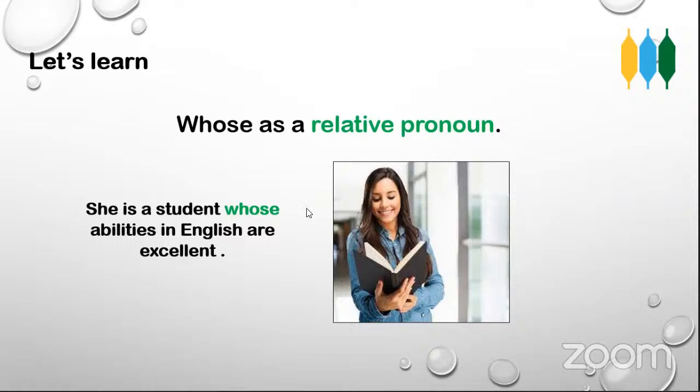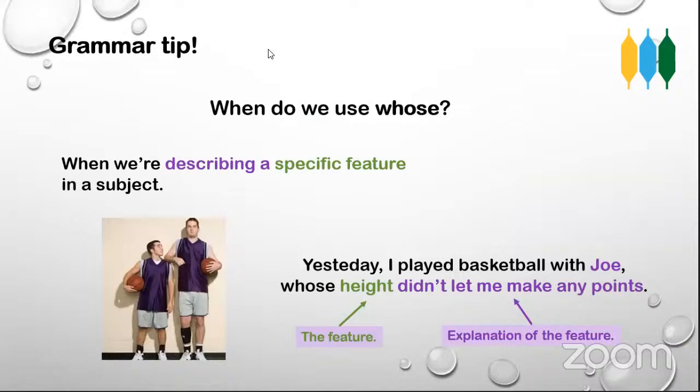Okay. Firstly, I just use a lot of colors to indicate what we're talking about. For example, when we're describing a specific feature of a subject, here we're describing the feature, not the subject. And as you may notice, this sentence is an example of that. Here it says, yesterday I played basketball with Joey. Joey is the subject. And then I'm going to describe the feature, which is his height, whose height didn't let me make any points. This is the feature that I'm talking about, and this is the explanation of it.